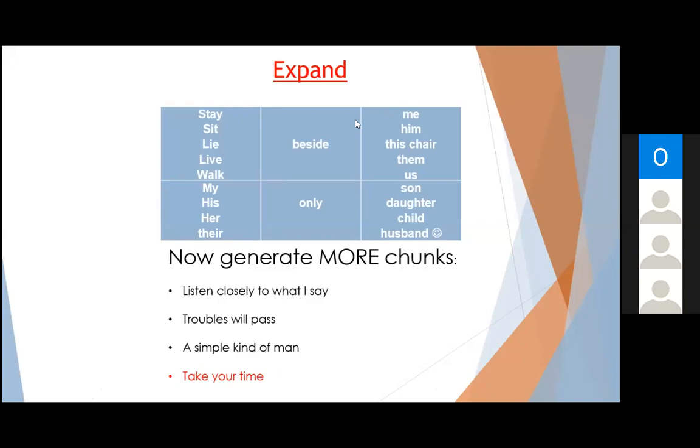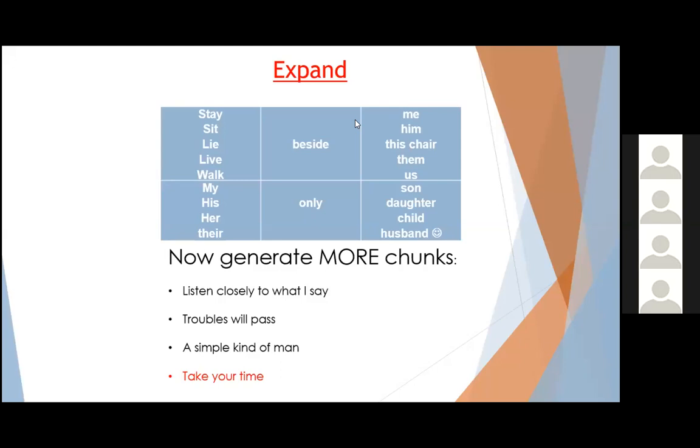Listen attentively. Teacher's language. Okay. Troubles will disappear. Yeah. Or troubles will pass also. Or troubles will come. Vanish. Wow. Okay. All right. Yeah, pay attention to what I say. Oh, you have changed a lot.